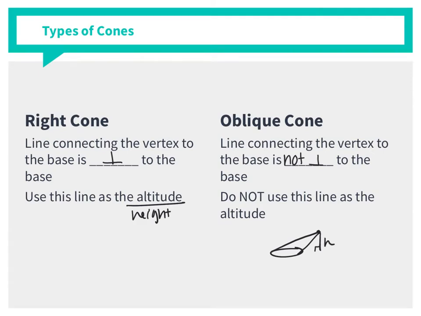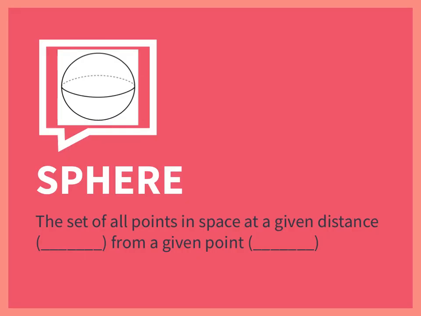A sphere is the set of all points in space at a given distance, which is the radius, from a given point, which is the center. It's kind of like a circle. Imagine that circle being three-dimensional. The circle is equidistant. You can think of that same idea with our sphere in those three dimensions being equidistant.